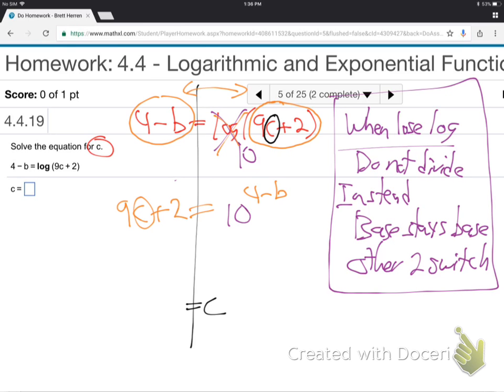So there's the ball. There's the thing we're trying to get alone, right? So what do we do to get him alone now? We can just subtract 2, right? From both sides of the equation. Just gonzo like that. So 9c is 10 to the 4 minus b minus 2. That's just a normal subtract 2 thing there. Nothing more fancy than that.